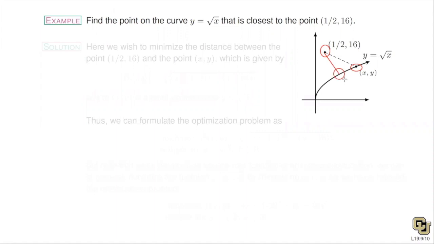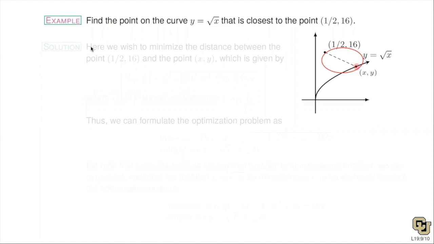Okay, so there's a little trick here that I want to show you. So yeah, we're trying to minimize the distance. In terms of classifying the optimization parts, we're trying to minimize the distance, and the constraint will be that the point (x, y), whose distance to (1/2, 16) we measure, lives on the curve.